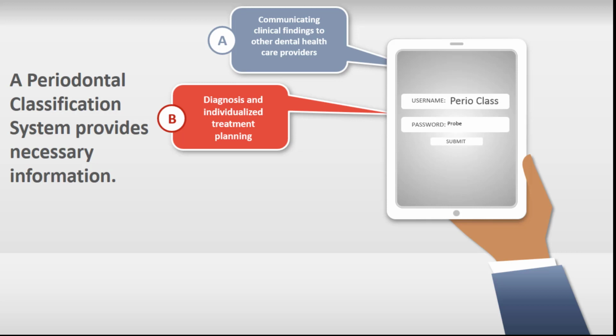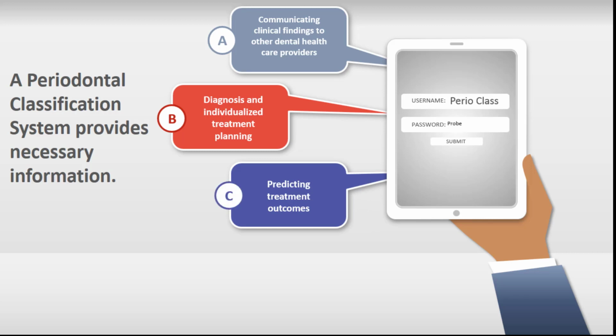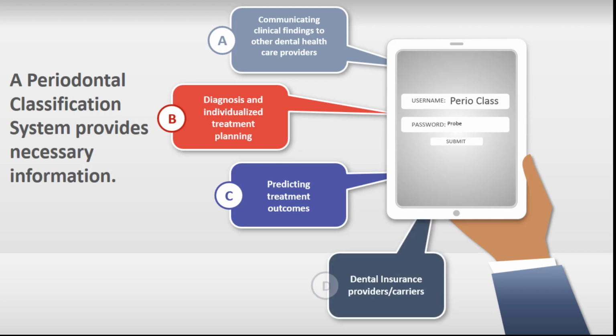Being able to properly diagnose and individualize a treatment plan based on your specific patient needs. Predicting treatment outcomes. This is very helpful when we look at the grades of the periodontitis. That basically will give us an idea of how progressive their disease is and the likelihood that they will be losing any additional teeth due to bone loss.